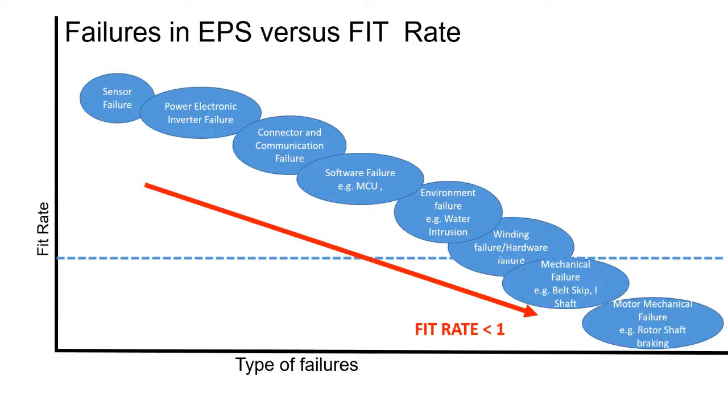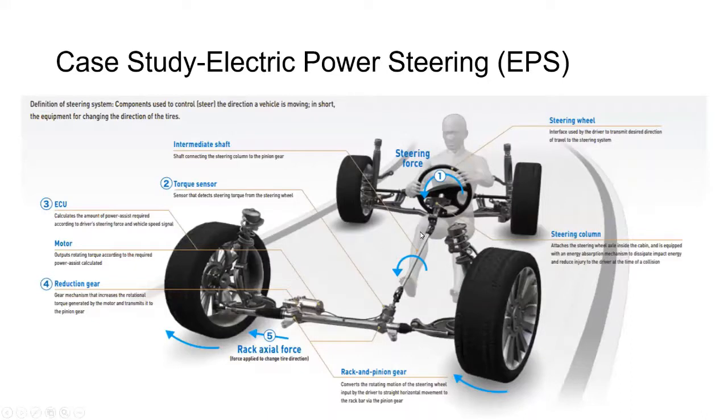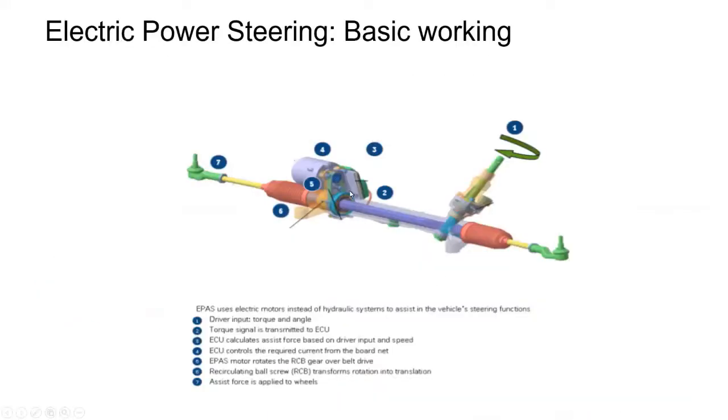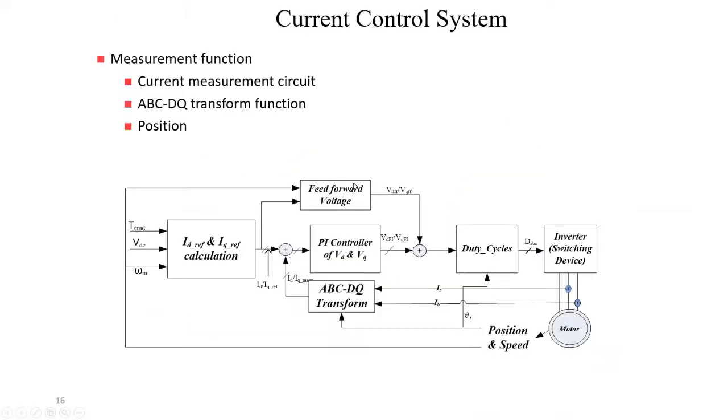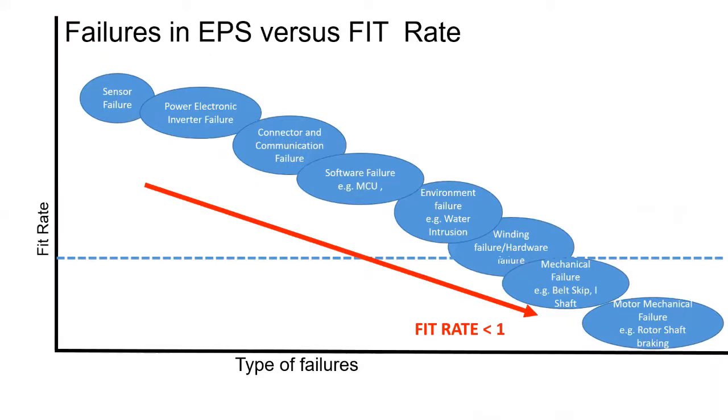Now, on the lower end, mechanical failures are usually considered a lower FIT rate because of their design. They're already mechanically designed with margin. Mechanical failures like rotor shaft breaking or belt skip: there's a belt mechanism to take the rotational torque of the motor and translate it to the axle, which I showed you before. The I-shaft breaking is this part here, and belt skipping is this belt we are talking about, attached to the motor shaft and to this ball screw mechanism. Those breakages are considered lower because they only happen if the loads go outside our design margin, and that doesn't happen very easily. So those FIT rates are very low. By mechanical design and having a good design margin, we'll take care of those failures.